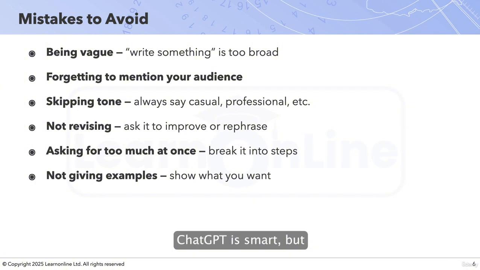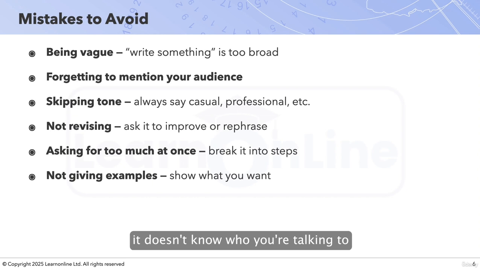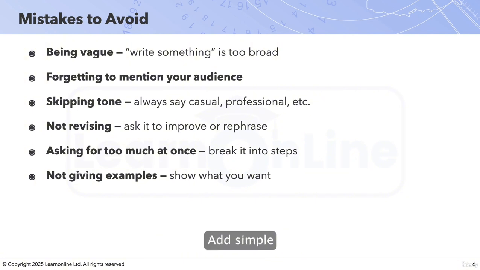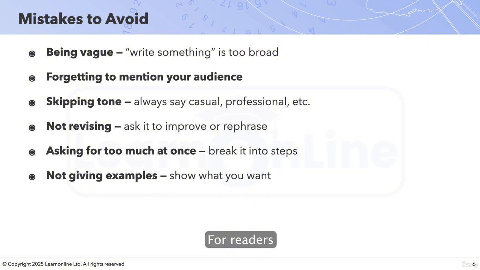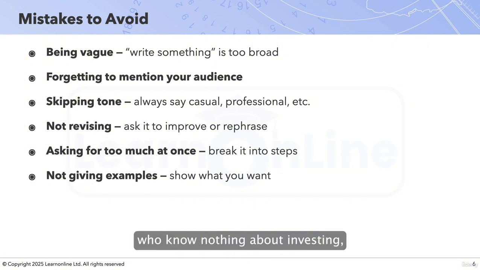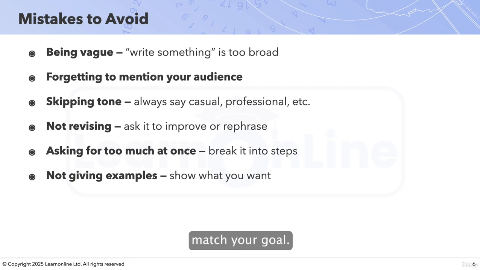Mistake number 2, forgetting the audience. ChatGPT is smart, but it doesn't know who you're talking to unless you tell it. If you're creating content, writing emails, or planning messages, always include who it's for. Add simple audience context like, for busy professionals, for teenagers learning to code, for non-native English speakers, for readers who know nothing about investing. This helps the tone and complexity match your goal.